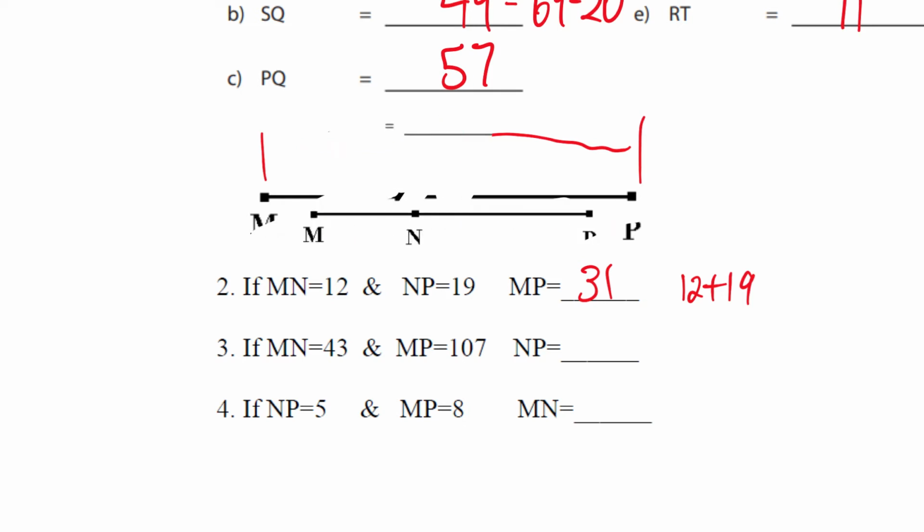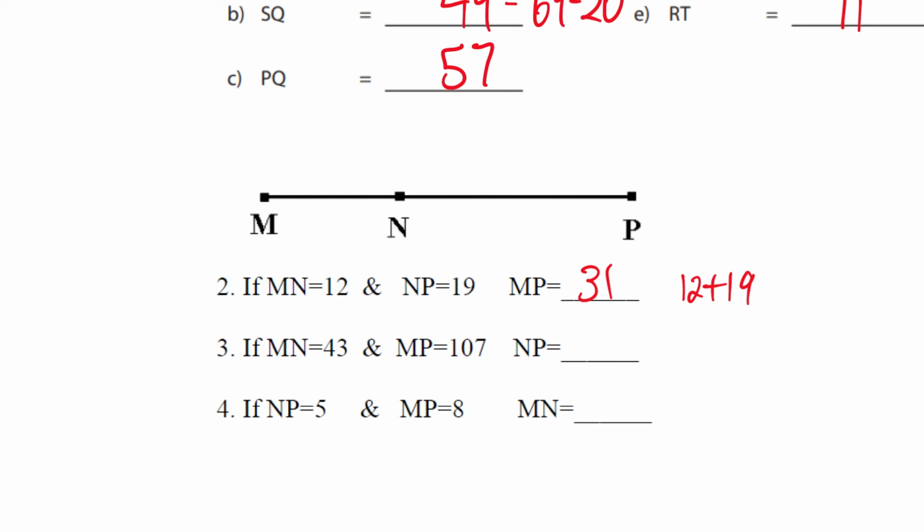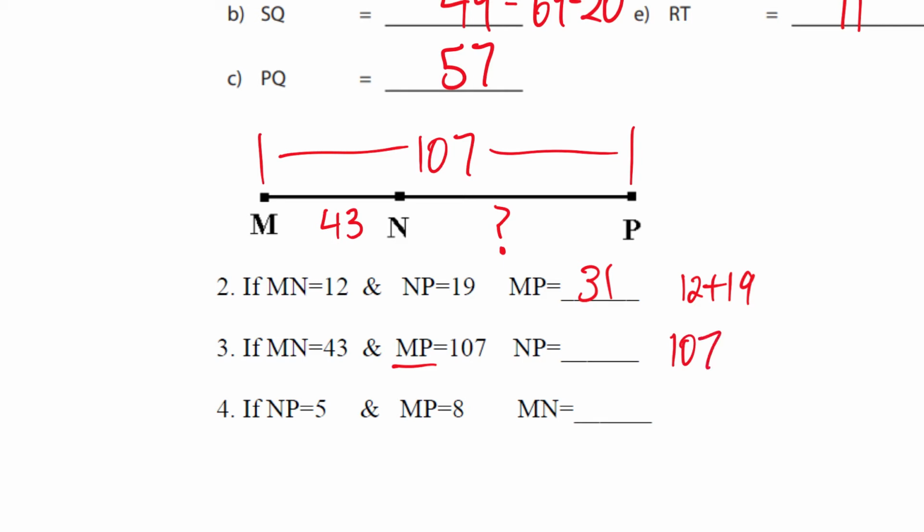All right, the next one says MN is 43. And now this one says MP, so the whole distance from here to here is 107, and we're looking for NP. So what I'm going to do on this one is subtract. I'm going to take the whole 107 and minus off 43. And what's that going to give me? 64 units.